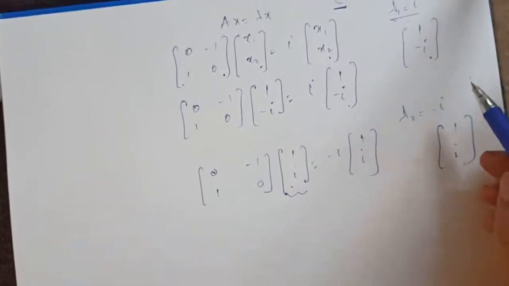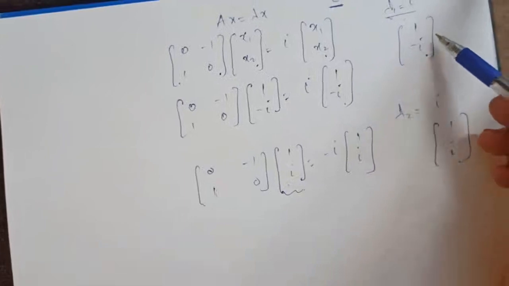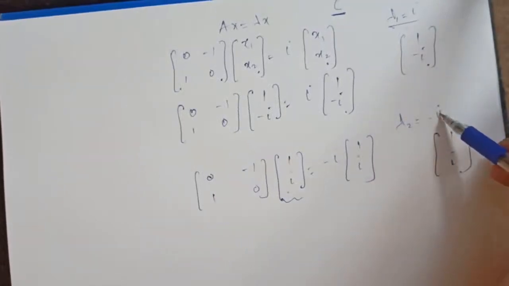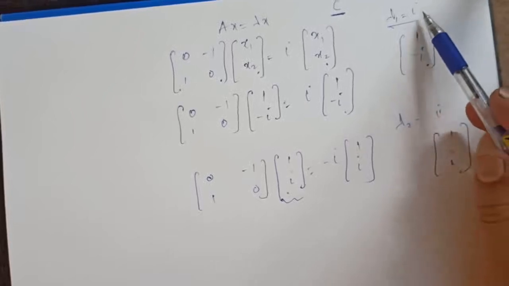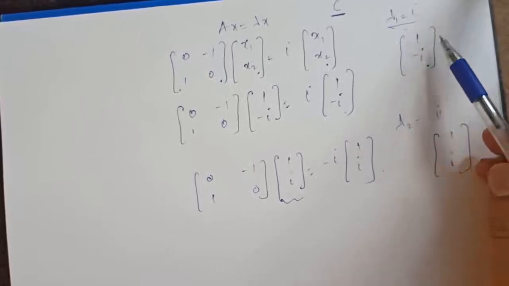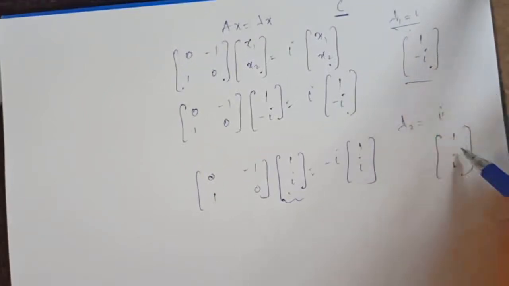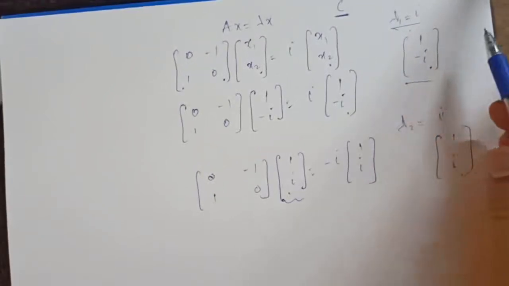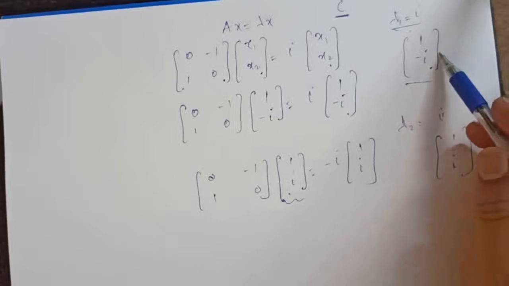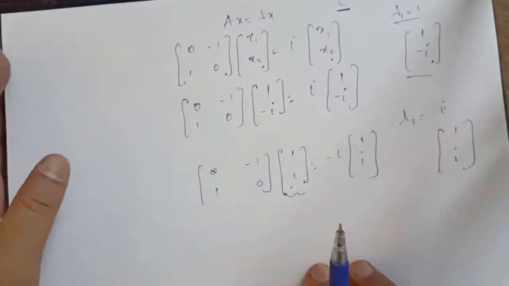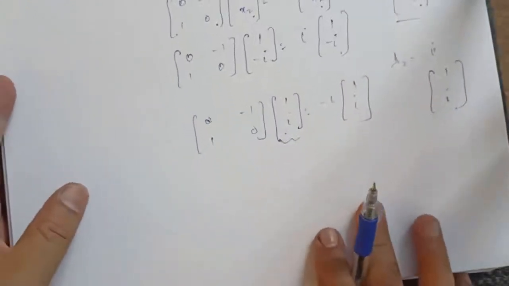So the first thing we can see here is that lambda 1 and lambda 2 are complex conjugates, so they will occur in pairs, and also the eigenvector of lambda 2 is actually the complex conjugate of the eigenvector of lambda 1. Okay, now we can further demonstrate this by another example.